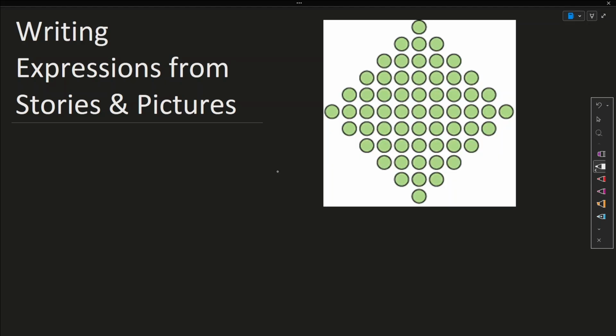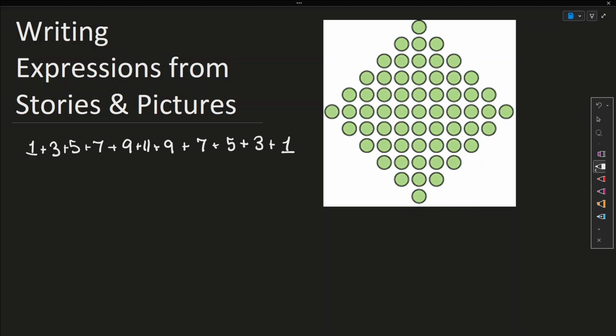Now, let's think about expressions from visual designs. We see this set of dots, and we want to write an expression for the total number of dots. One way is we could write each row. So the first row has 1, the second row has 3, followed by 5, 7, 9, and 11, and then we start going back down: 9 plus 7 plus 5 plus 3 plus 1. That expression matches the rows exactly.